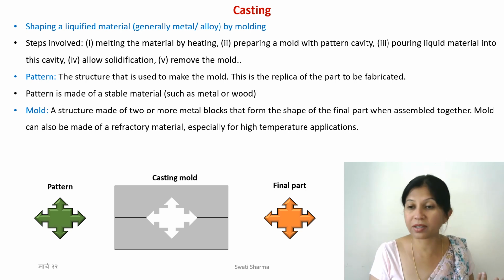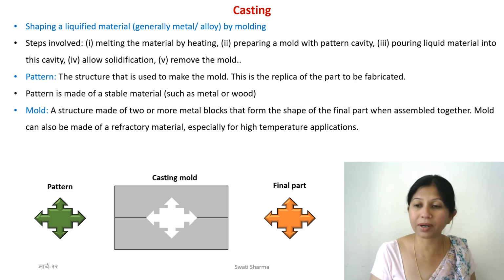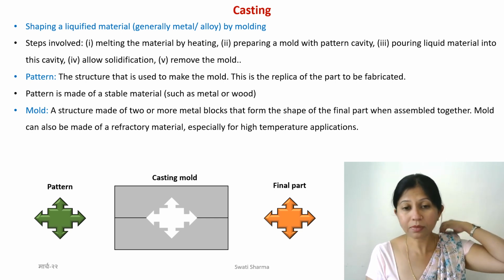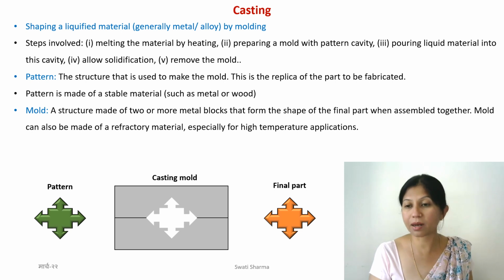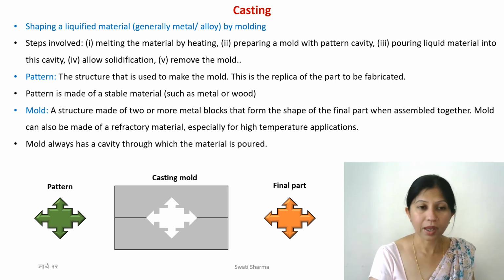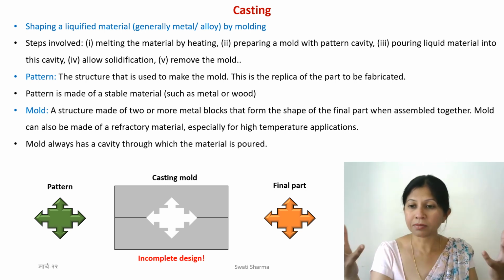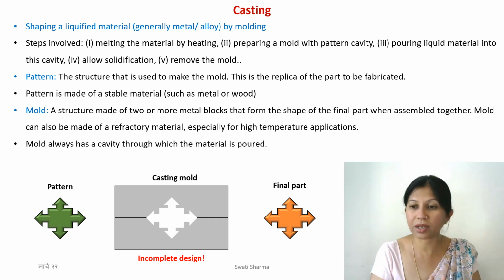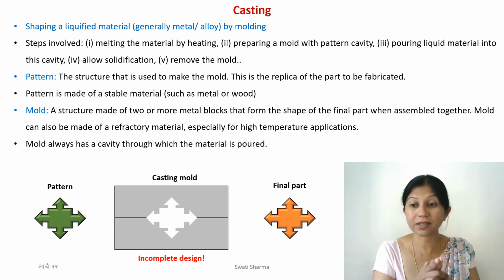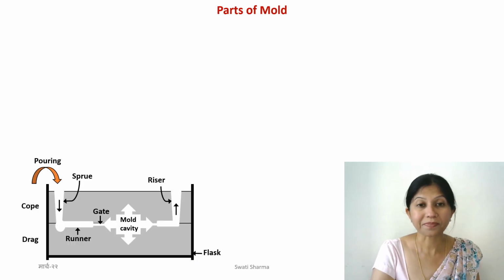You also have refractory metals. You can also make this using graphite. But mostly, the most common mold material is sand, and then sometimes for slightly more sophisticated molds you can also use plaster of Paris and these kinds of ceramic materials. So pattern and mold, and mold always has this cavity through which the material is poured. These are basically the primary components. This is just to give you an idea of what casting is, but as I mentioned, this is an incomplete design. So now we come to the complete design.